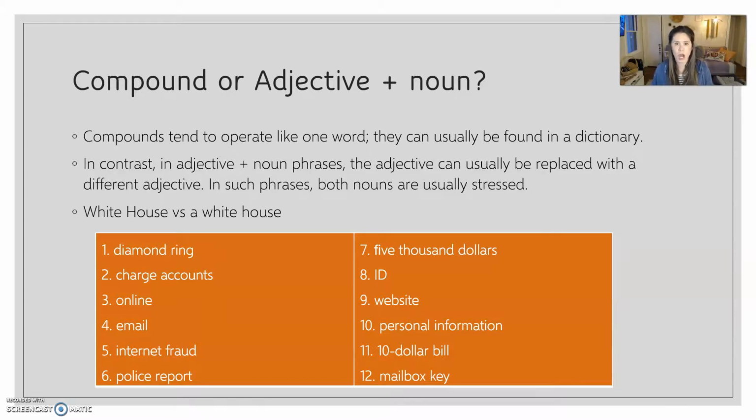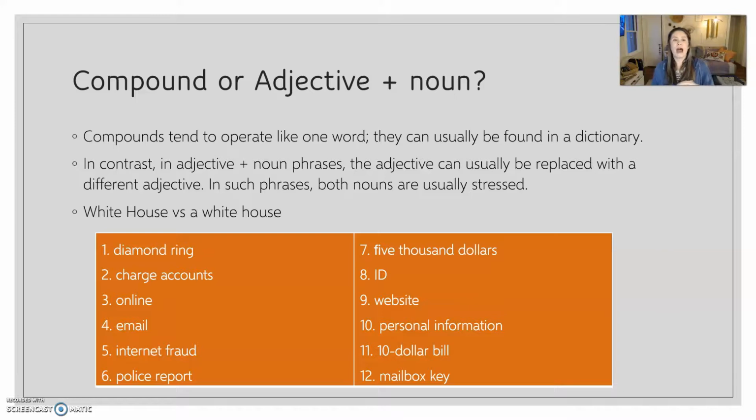Let's talk a little bit about the difference between these two things. Compounds tend to operate like one word, right? Mailbox, that's just one thing. Compounds can usually be found in the dictionary as an entry on their own. And again, they have that stress pattern of the first word being stressed: louder, longer, higher in pitch, right?